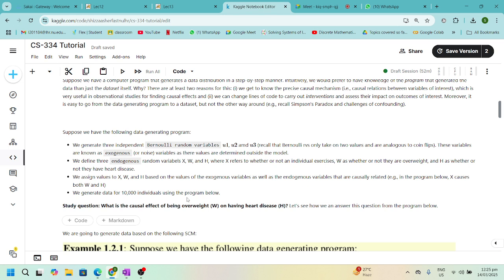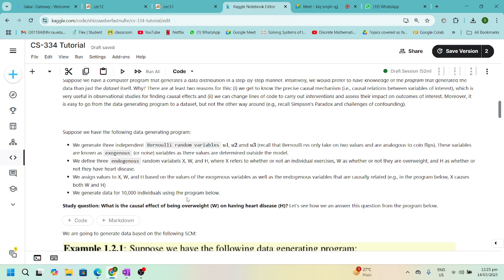These are determined within your model, but these variables u1, u2, u3, the Bernoulli random variables, these are coin flipping variables whose value will be 0 or 1, and these are outside your model. Like, your model has nothing to do with this. In fact, we use these to generate values for our endogenous variables. In this case, we have three endogenous variables, which are W, X, and H.